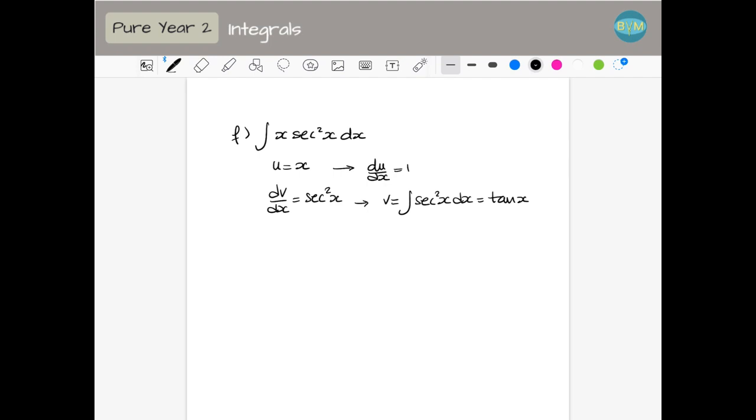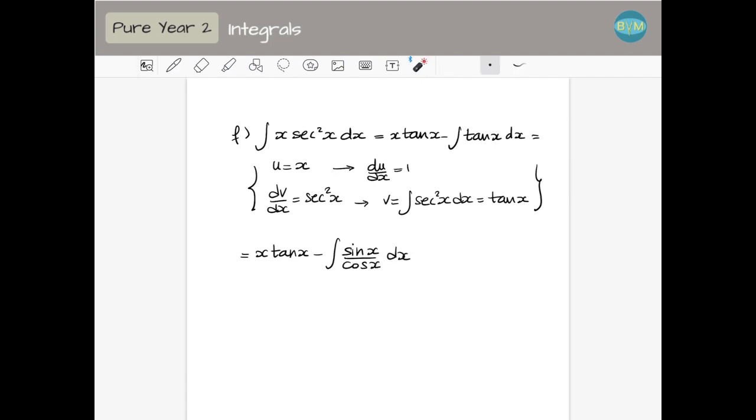So when I substitute back here, I have uv, so x tan x, minus the integral of v, which is tan x, times du by dx, which is 1, dx. And we have to think a bit about how we integrate that tan x, because it's not one of the immediate ones. So we can write tan as sine divided by cos. This is how I integrate tan, sine divided by cos.